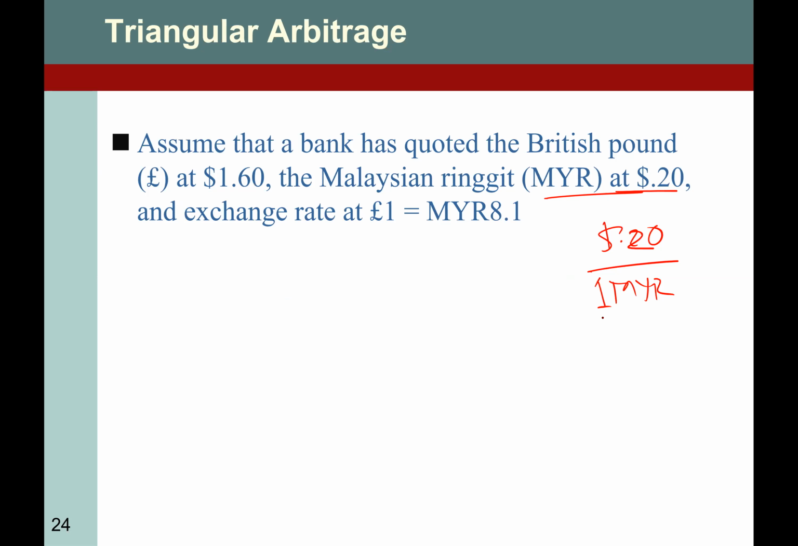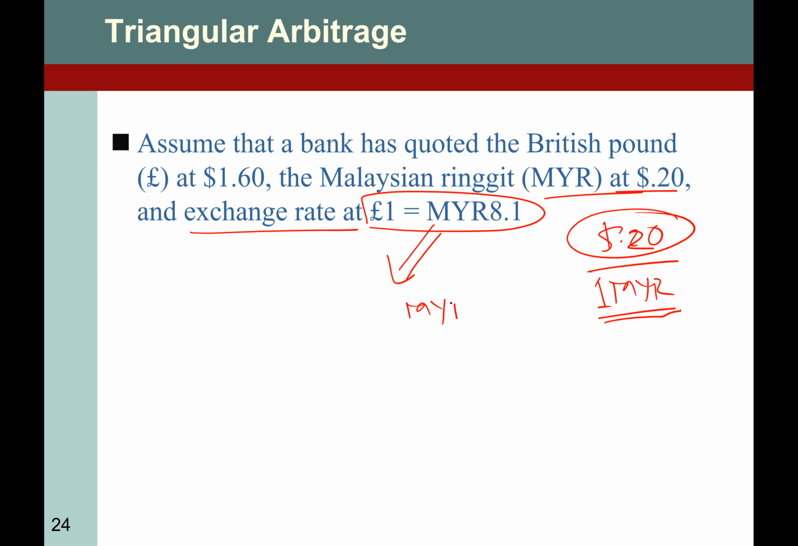So 1 Malaysian ringgit is equal to $0.20. This is how we write it down. And the exchange rate of pound and Malaysian ringgit is 8.1. If we want to write it down in terms of ratio, it is Malaysian ringgit 8.1, which is the value of 1 pound. So 1 pound is equal to 8.1 Malaysian ringgit.